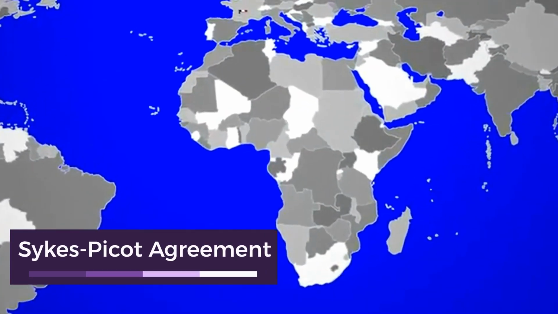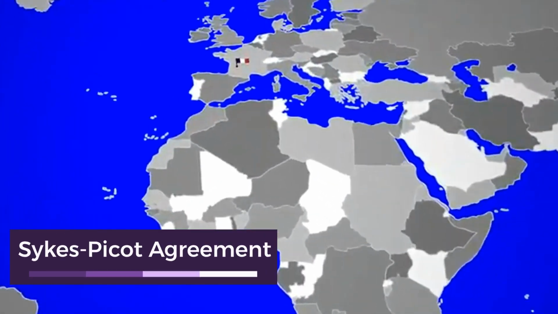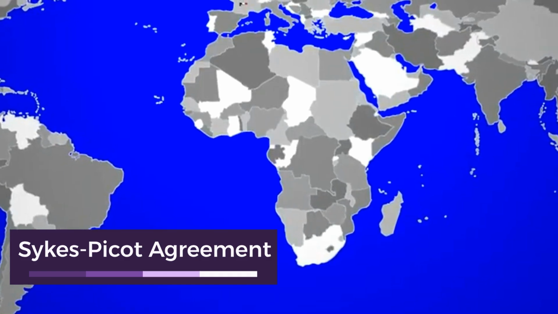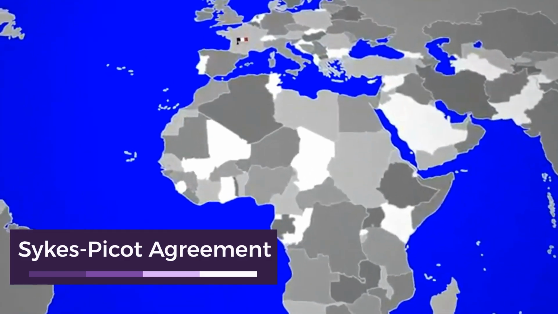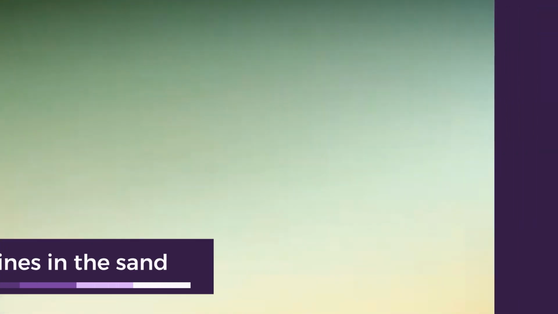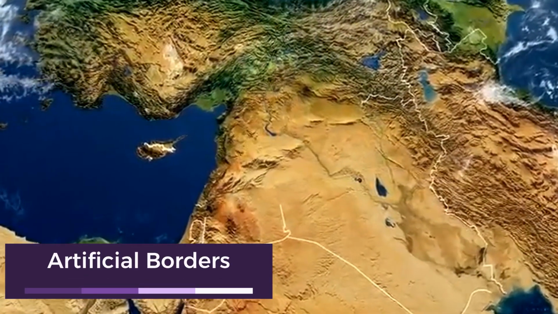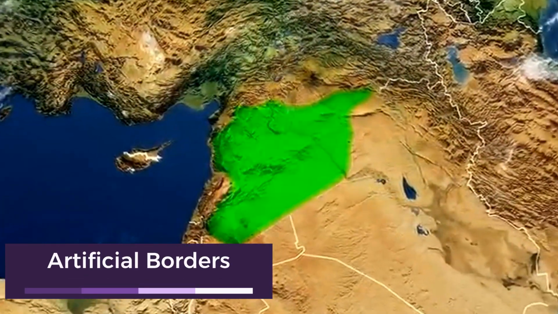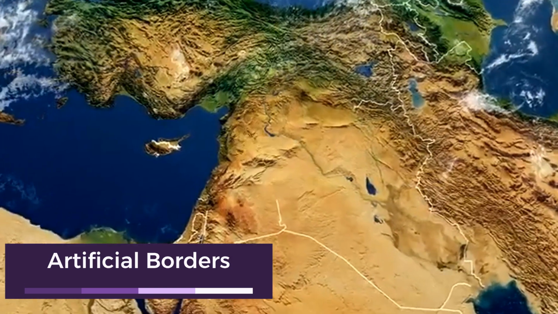Enter the British and the French. They sat down and signed a very famous, very secret piece of paper called the Sykes-Picot Agreement in 1916. They drew lines in the sand, literally, creating borders for future countries that did not exist before. These borders ignored where people lived, what they believed, or their history, creating the foundation for many of the region's current border disputes.